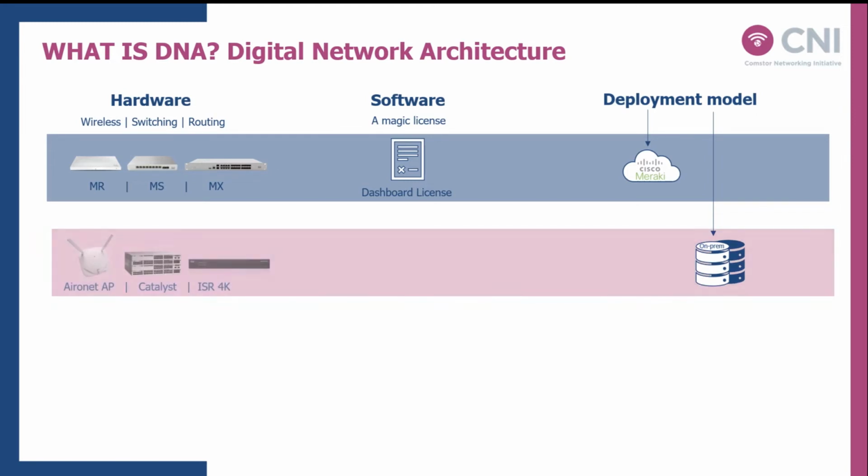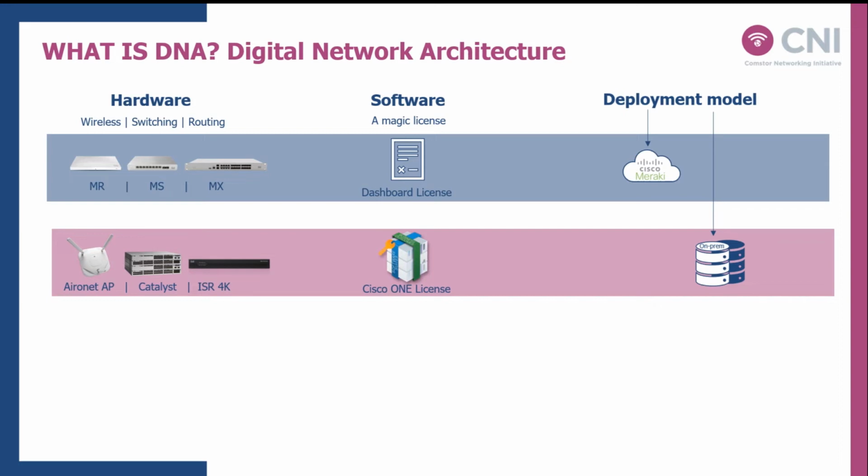For the on-prem part, we have the exact same story. So there we have the Aironet access points, the Catalyst switches, the ISR 4K routers, and for the license we have our Cisco One license. So this is our single license that contains all the functionality that we require in our foundation network.